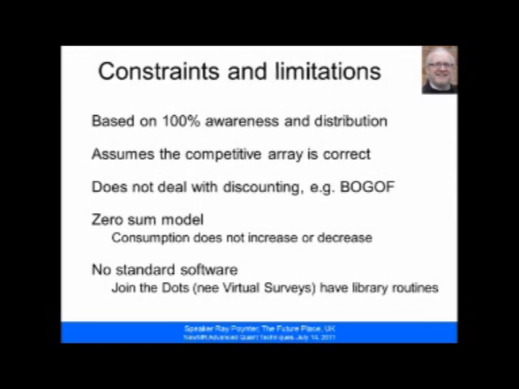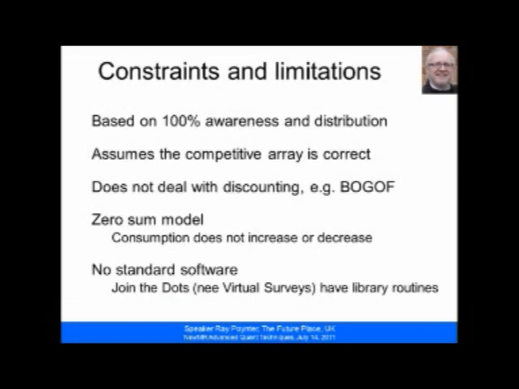Constraints and limitations. It is a better brand price trade-off, but we still need to be aware that it's based on 100% awareness and distribution. If you watch people shop, you will notice they often do not look at the price. In this study, they're looking at the price. So what will typically happen in the real market is that price changes happen much more slowly than they do in a test model.